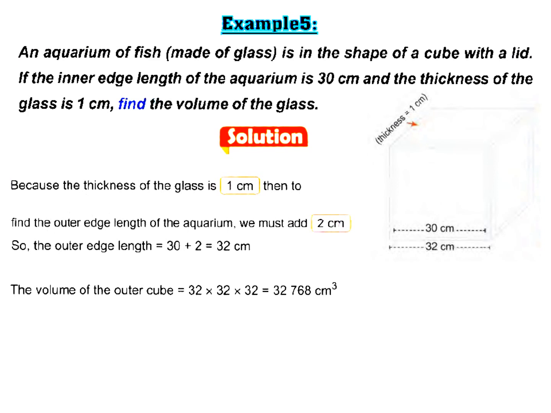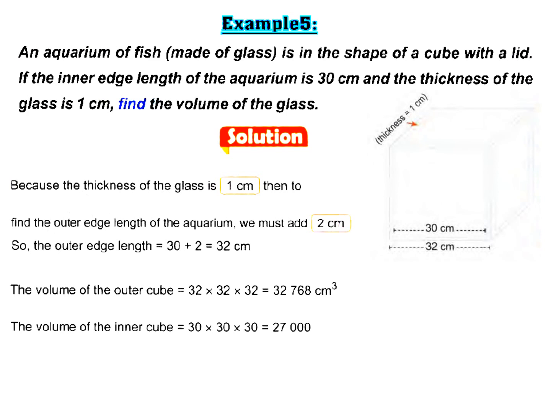Secondly, I must get the volume of the inner cube, with the inner edge length, which equals 30 centimeters. I will get the volume of the inner cube by using the inner edge length, 30 times 30 times 30, because the volume of the cube equals s times s times s. That equals 27,000 centimeter cube.